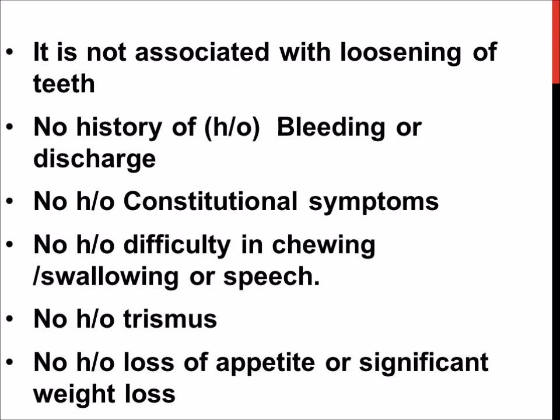No history of bleeding or discharge. Generally, malignancies tend to bleed, but oral malignancies rarely bleed. The reason behind that is that in spite of being highly proliferative and having a highly vascular structure, they are rare to bleed because of a tense cellular mass surrounding the blood vessels. So the blood vessels are surrounded by a tense cellular mass, which will not allow the blood to easily pour out.